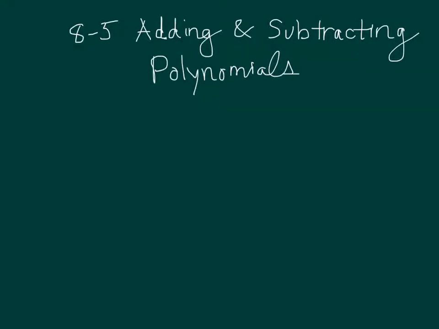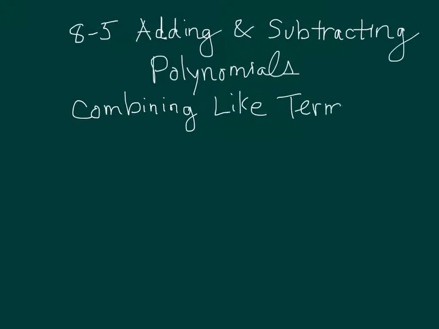Today the lesson is 8.5 and we're learning about adding and subtracting polynomials. And this is actually not very difficult. It really comes down to combining like terms, and that is something that we've been doing for quite a while now. What we have to understand with polynomials is that when we say like terms, we have to have the variable raised to the same power.